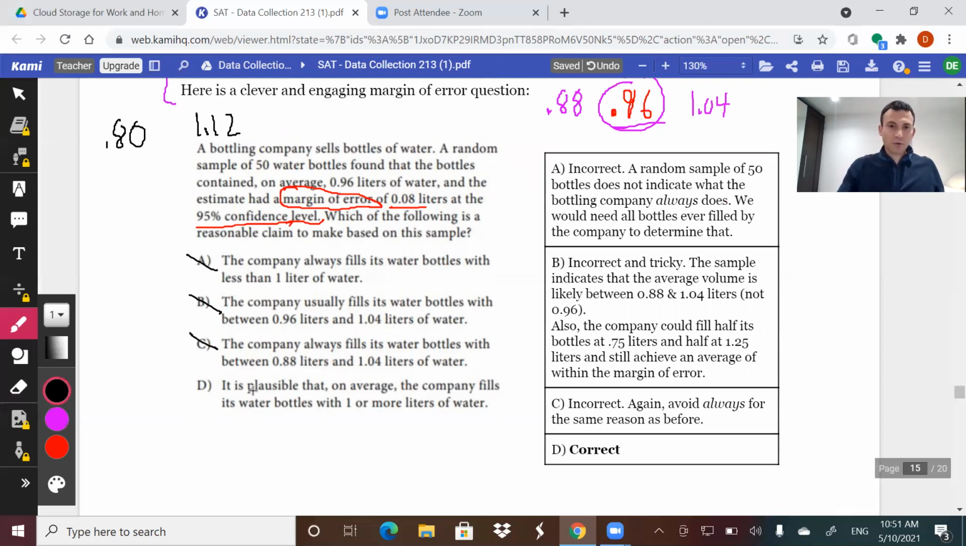D, it is plausible, meaning possible or likely, that on average the company fills its water bottles with 1 or more liters of water. So plausible meaning possible, yeah, it is possible that the average could be above 1 liter of water, because that's within our margin of error. And our margin of error estimates that anywhere from 0.88 to 1.04 could possibly be the average.